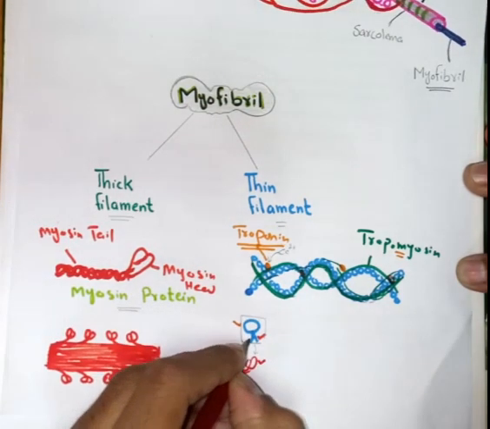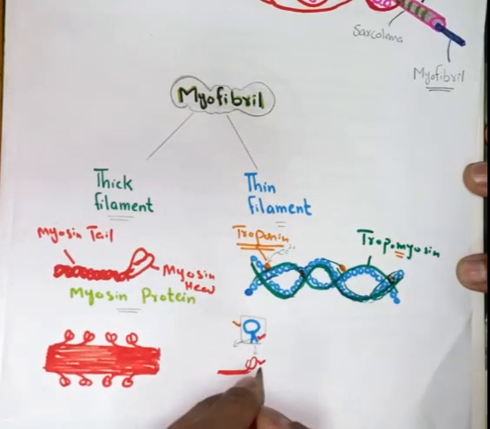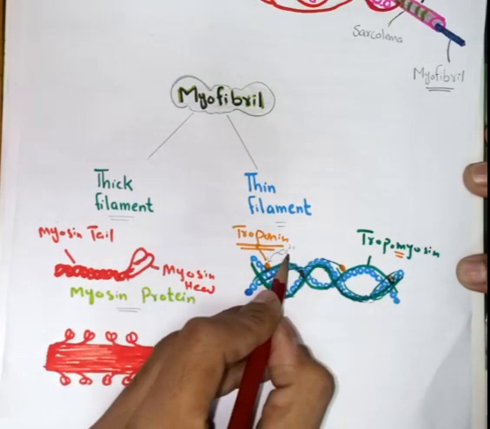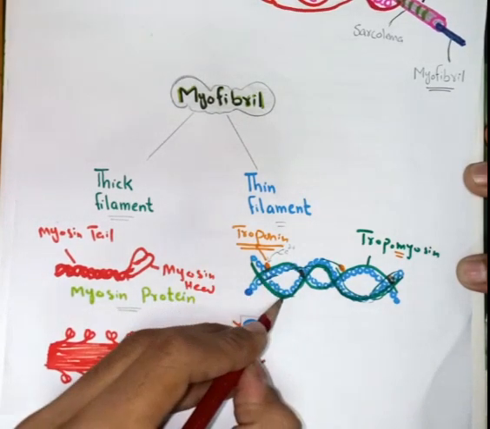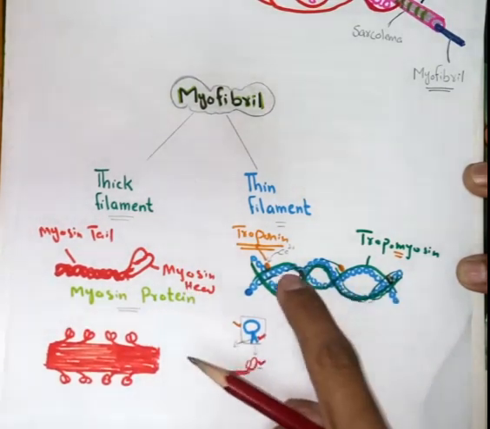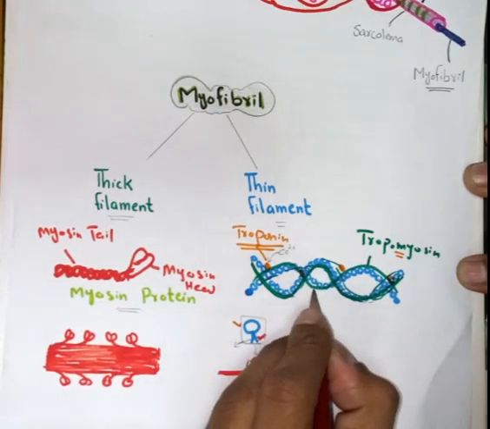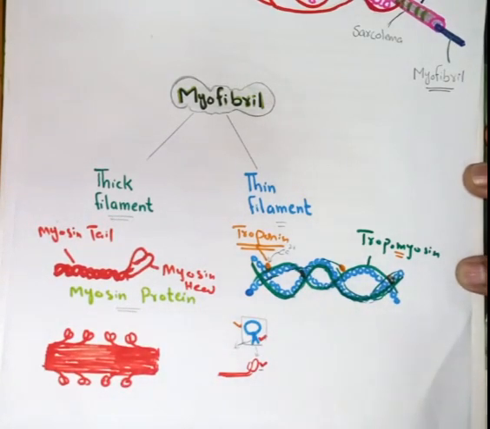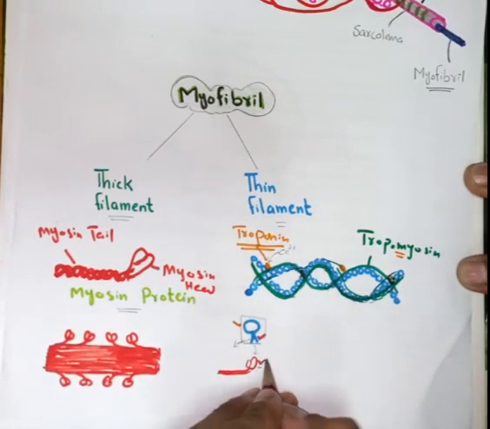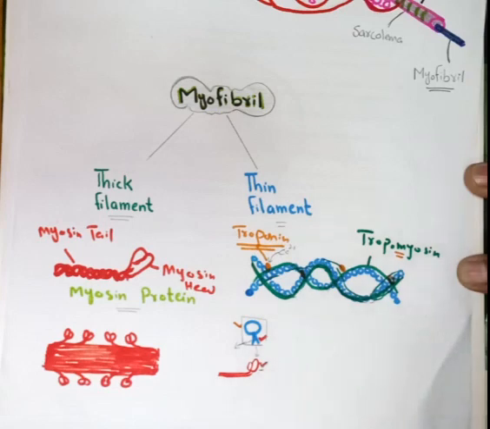And when the active site is exposed to the myosin head, the process of contraction will take place. So it means calcium will bind on the troponin. Troponin will cause a conformational change in the tropomyosin. And after the conformational change, the active site on the actin protein will get exposed to the head of the myosin protein. So once this active site is exposed to the myosin, the process of contraction will take place. The detail of this mechanism will be discussed in the later part of the video.